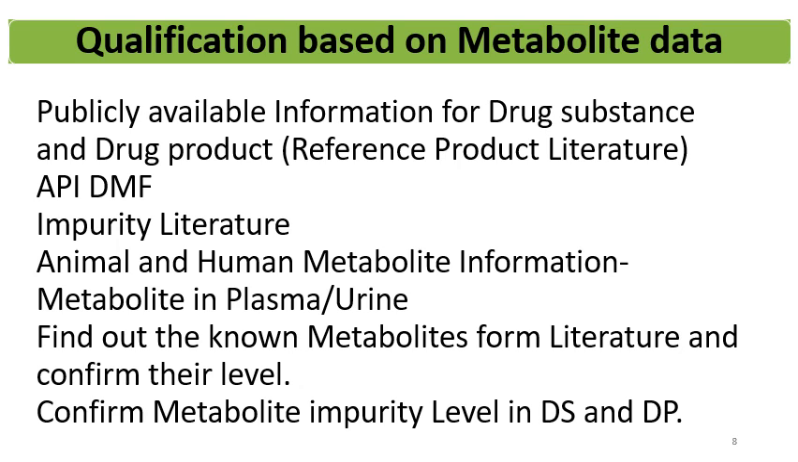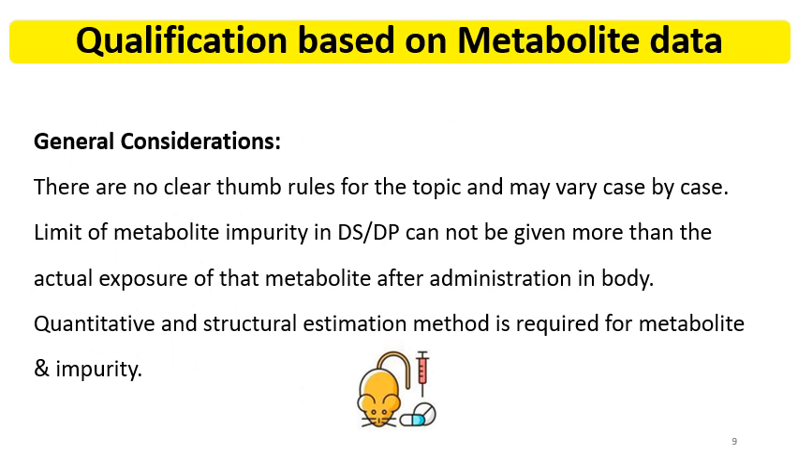So qualification is based on the metabolite data, and it involves the use of publicly available information for the drug substance and drug product, that is, reference product literature, clinical studies literature, API DMF, impurity literature, then literature for the animal and human metabolites, metabolites in plasma and urine. Then we have to find out the known metabolites from literature and confirm their level. Then we also have to confirm the metabolite impurity level in the drug substance and the drug product.